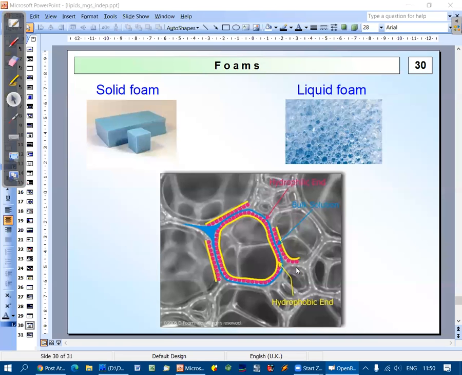This is the picture that illustrates the thing I was talking about. The blue area is water, and hydrophilic functional groups are directed to water. Hydrophobic ends are directed towards the non-polar phase. That's how the presence of a surfactant will stabilize the foam.